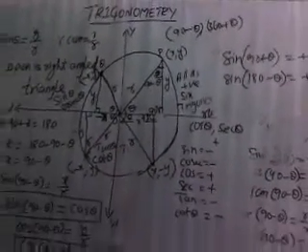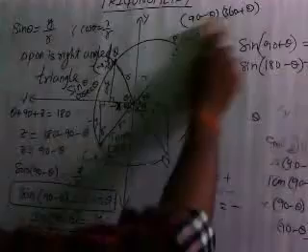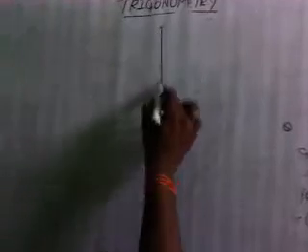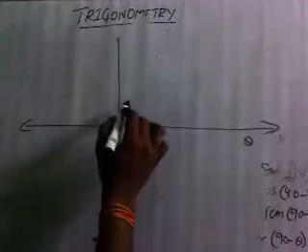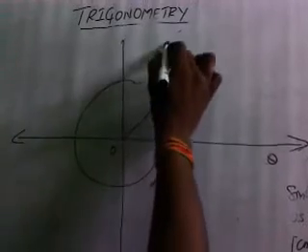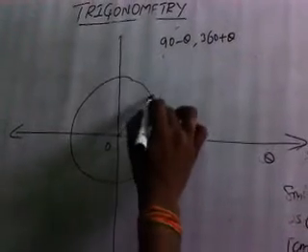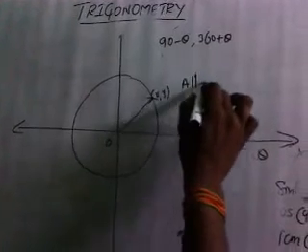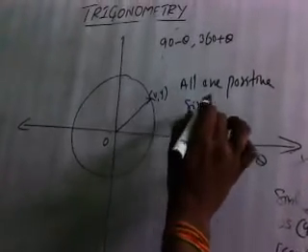So I will give you a total diagram to represent the sign. Let us see that sign. Sign of trigonometric ratios. First quadrant, 90 minus theta, 360 plus theta. Here, all trigonometric ratios are positive because x comma y is positive. All six trigonometric ratios are positive.